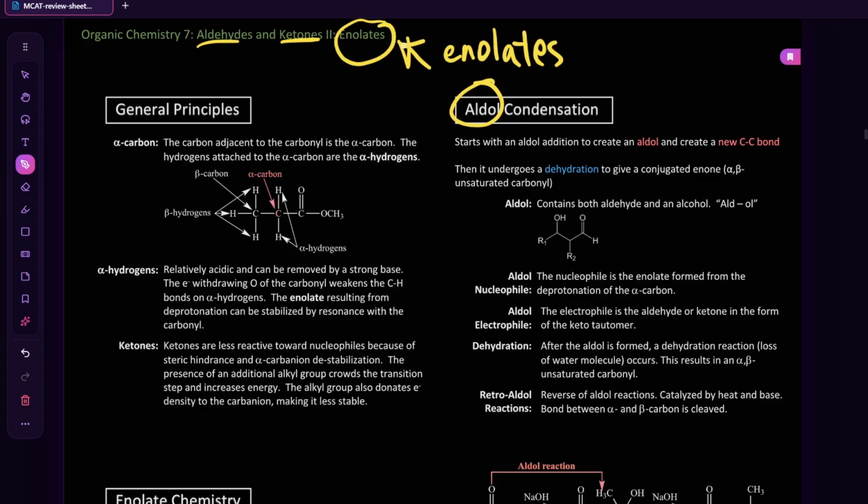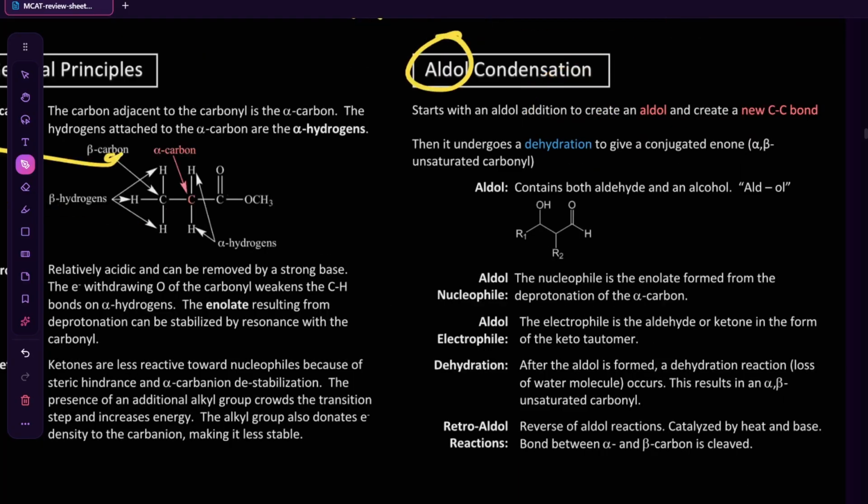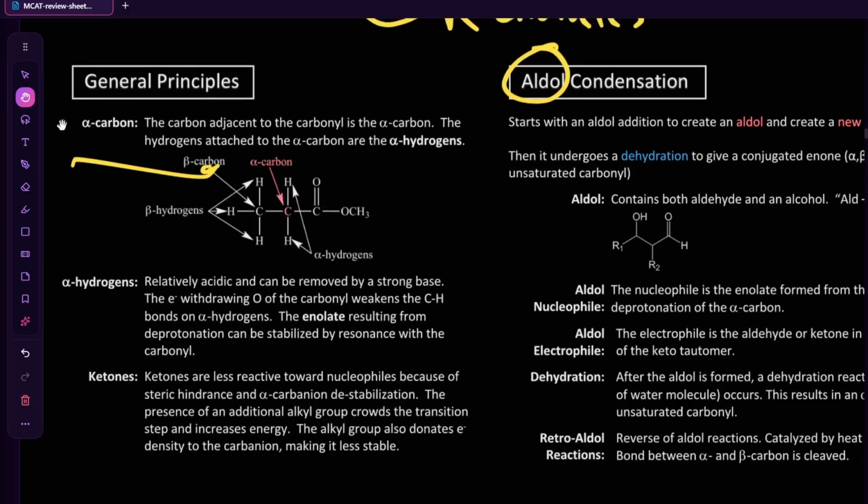So let's basically go over alpha carbon, alpha hydrogens, what they are, so general principles, because that makes the most sense to read this review sheet. Okay, there are alpha carbon and alpha hydrogen, so you can see the alpha carbons here, and the alpha hydrogens are these ones.